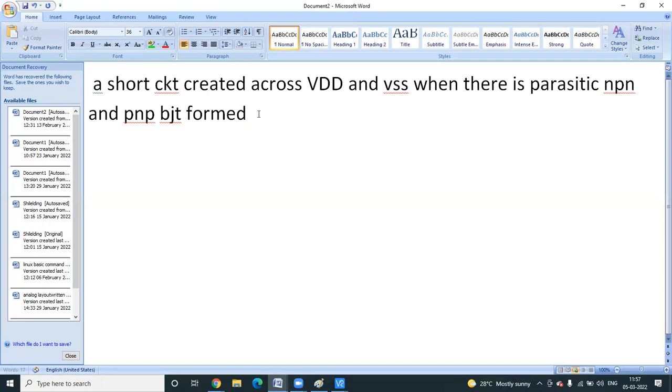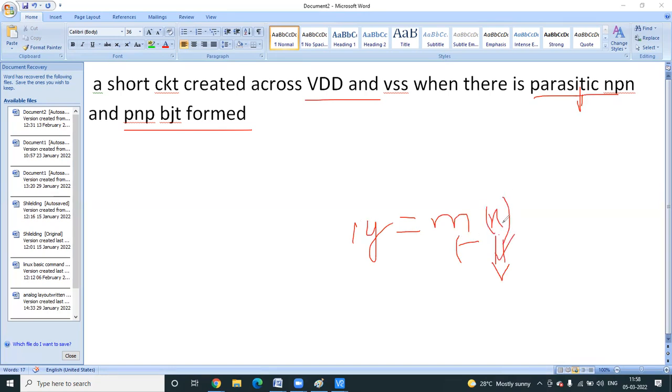Understand? The main point is the parasitic BJT. We need to discuss when this BJT will be formed first, then there is a short circuit. It means they are interdependent, like y equal to mx. First x will be created. If you multiply something, y will be created. Means y is a function of x, dependent on x.